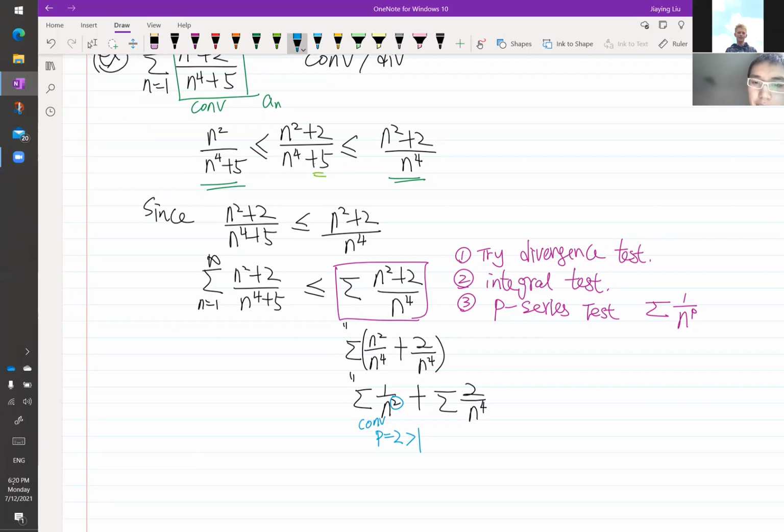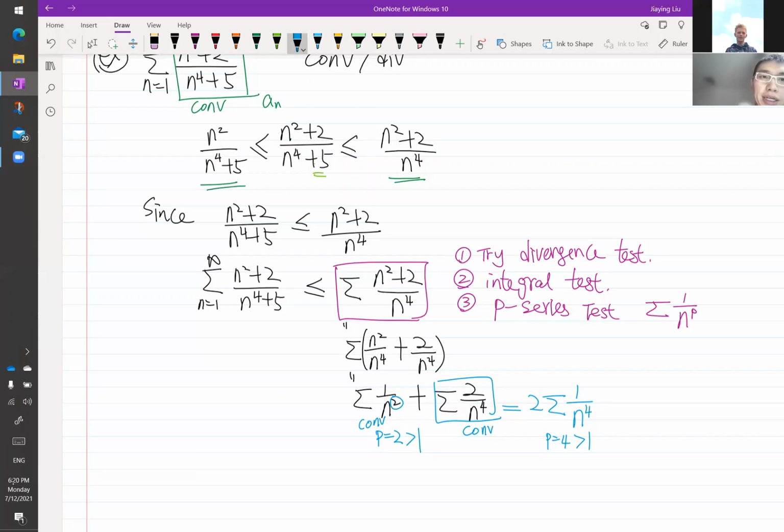And the second series, even though there's a 2, I can bring the 2 outside and then write it as 2 sigma 1 over n to the 4th. The P is 4 here. Again, that's greater than 1. So this is also convergent. And if we're adding 2 convergent series, there's a theorem we talked about briefly in the past that when you add 2 convergent series, the sum is also convergent.